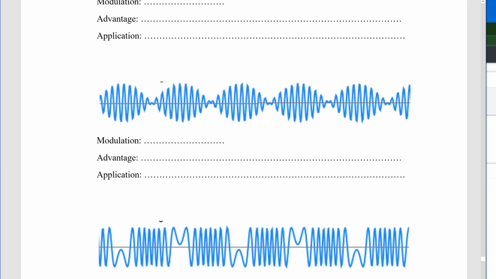Okay, now we have AM, so we can see that the amplitude or the volume of the wave is increasing and decreasing this time around. And so what we're going to say here is that the advantage of AM is that it has much further distance. So its application: emergency broadcasts are usually done on AM radio because it goes further.